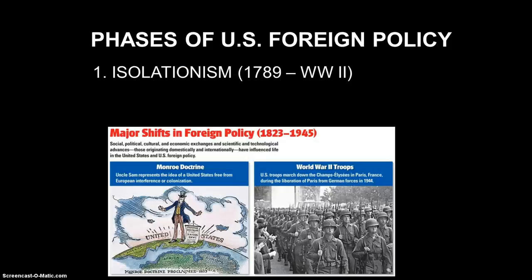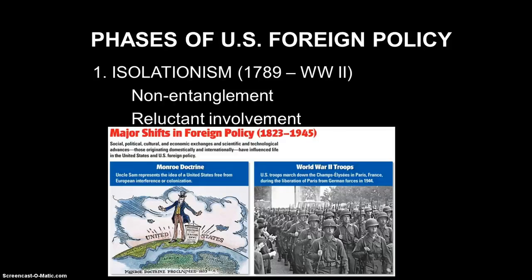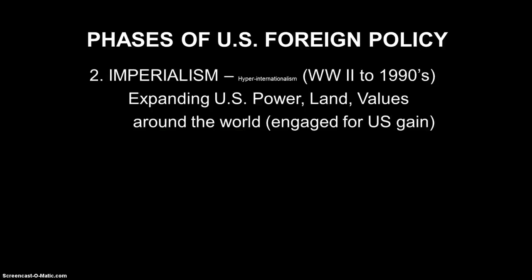Typically, we'd have to start way back at the beginning of our country, where isolationism was the main policy: to stay out. This idea of non-entanglement. The Monroe Doctrine, pictured down here, was this idea that we would stay to ourselves and keep other countries from influencing the affairs of the United States. And gradually, as we move towards World War II, we're reluctant to get involved in World War I and II, but eventually we have to, and we realize that we as a country need to be more involved in what's going on in the world.